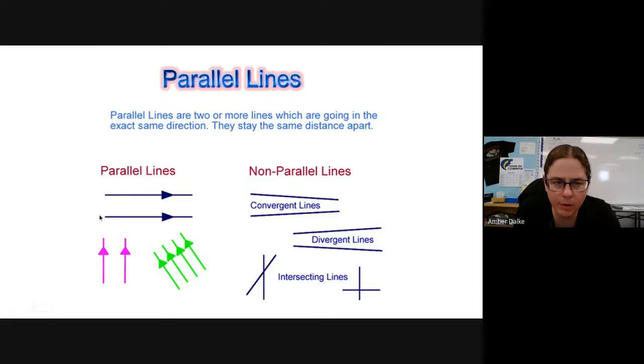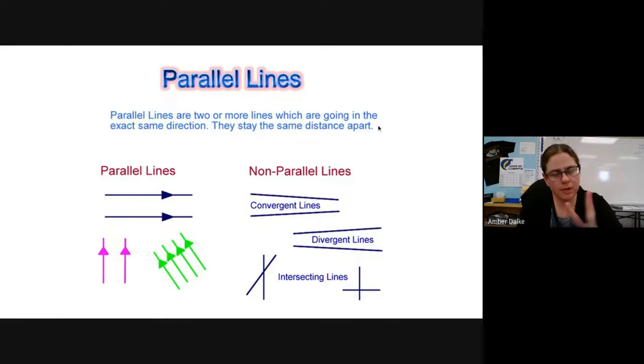In this example here on the screen, you can see if you were to measure these on the left and say they were 4 centimeters apart, and then you measured them on the right, they would still be 4 centimeters apart, okay? Always exactly the same distance apart. We show that they're parallel by putting little arrows on there, okay?